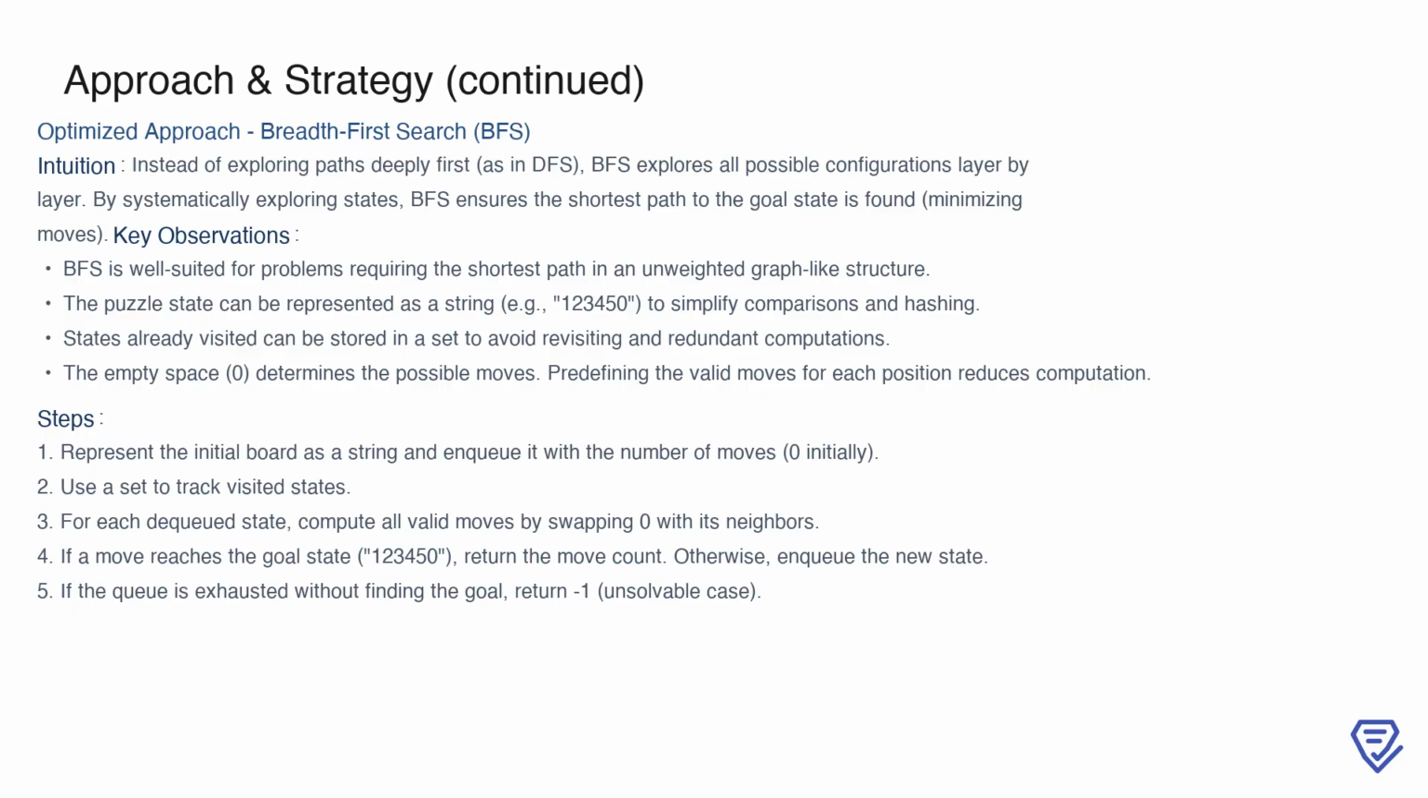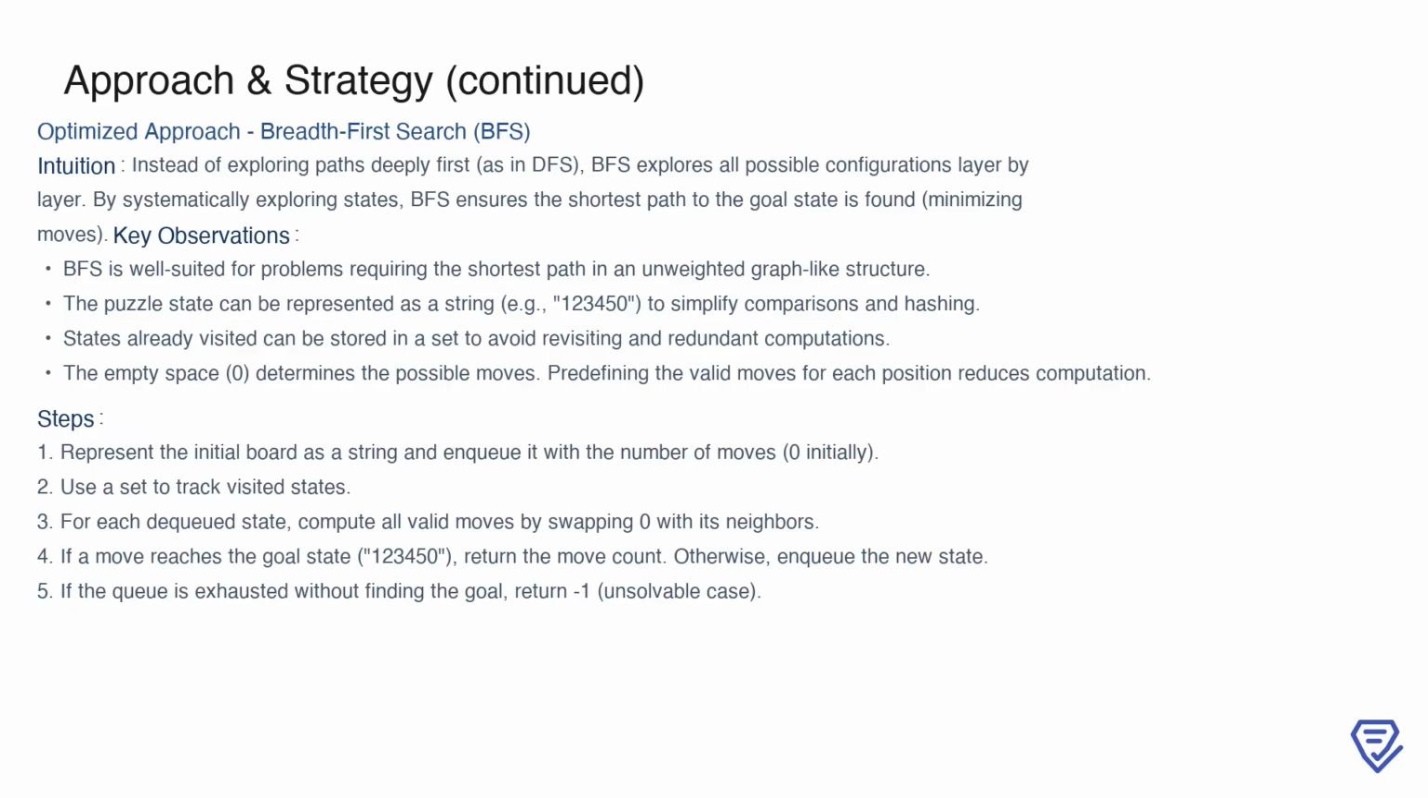To improve on brute force, we can use a breadth-first search, or BFS, which explores all possible configurations level by level. This ensures that the shortest path to the goal state is found, making it an optimal choice for problems like this. BFS represents each board configuration as a string, such as 1, 2, 3, 4, 5, 0, to simplify comparisons and enable efficient state tracking using a set. The empty space, represented as 0, determines the valid moves by swapping with its adjacent tiles. By pre-computing these possible moves for each position, we can further reduce the computational complexity. The process involves enqueuing the initial board configuration along with the move count, starting at 0.